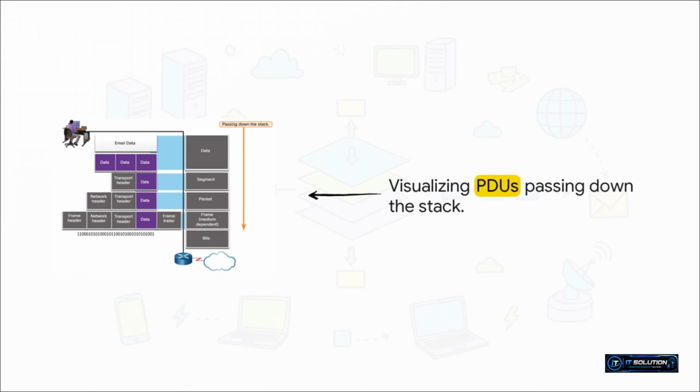So the crucial point is noticing how the original email or web data starts at the very top, and as it passes down the stack, a new block, a new header, is attached to the front of it at every single step. It's honestly like a set of digital Russian nesting dolls. The data is securely tucked inside a segment, which is inside a packet, which is inside a frame.